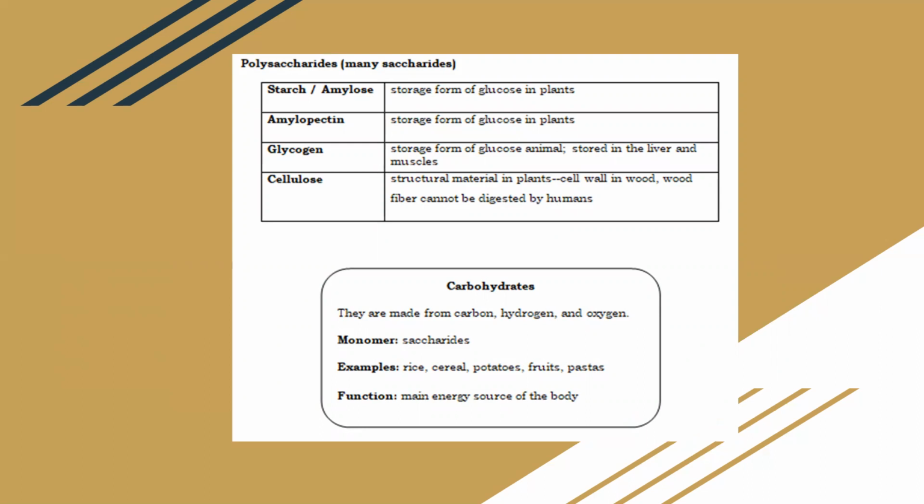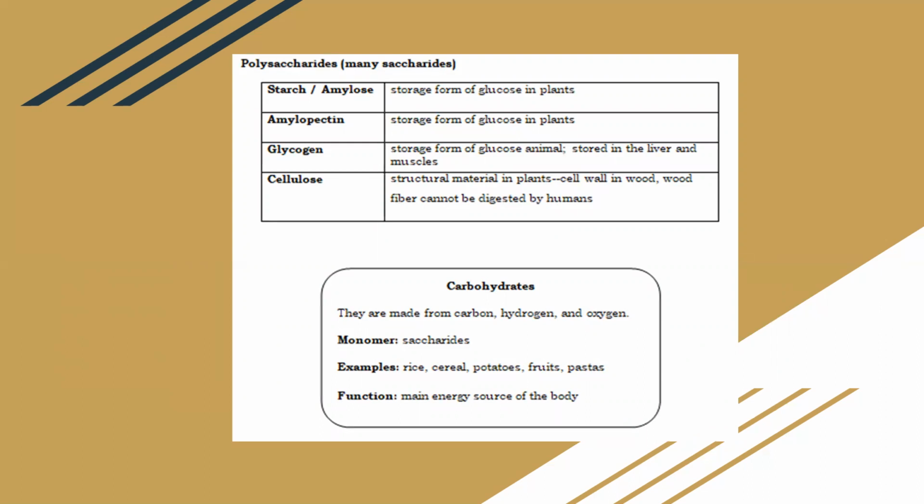Next one is the amylopectin, the storage form of glucose in plants, and the glycogen, the storage form of glucose from the animals, stored in the liver and the muscles. The cellulose is a structural material in plant cell walls and in wood. Wood fiber cannot be digested by humans.